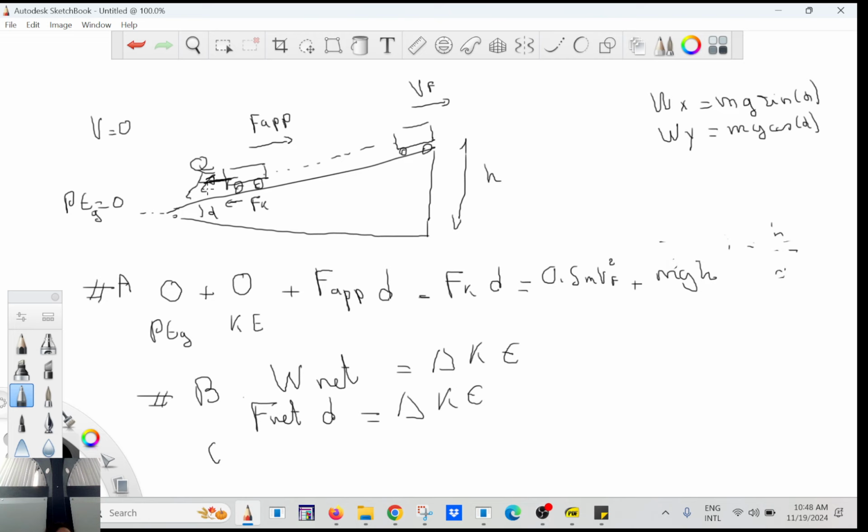So what will be the net work? Now you look along the displacement. What is the force applied? What are the forces applied? Your push. Do you agree?